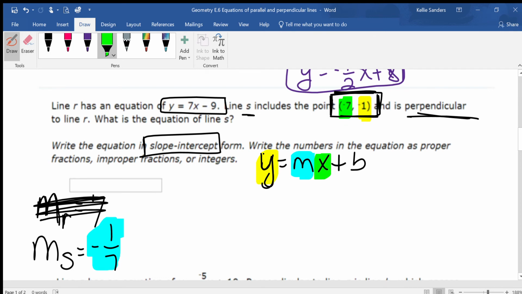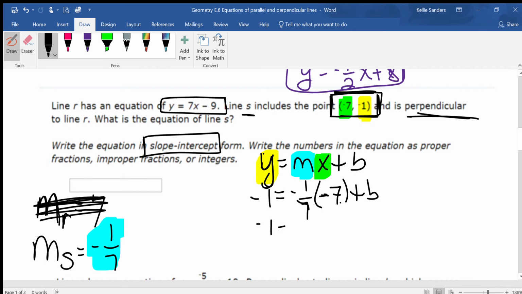So we have 4 letters. We know 3 of them. We're going to do some math to get the other one. So negative 1 equals negative 1 over 7 times negative 7 plus b. Negative 1 over 7 times negative 7: a negative times a negative is a positive. And 1 over 7 times 7 is just saying take 7 divided by 7, which is 1. To get b by itself, we're going to subtract that 1. Negative 1 minus 1 is negative 2.